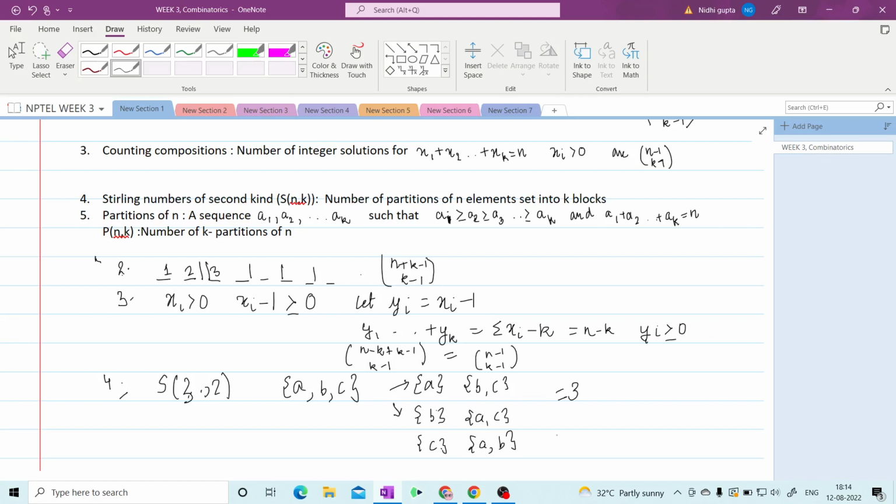The difference between Stirling numbers and compositions is that when we are talking about compositions, all the objects that we have to distribute are identical.